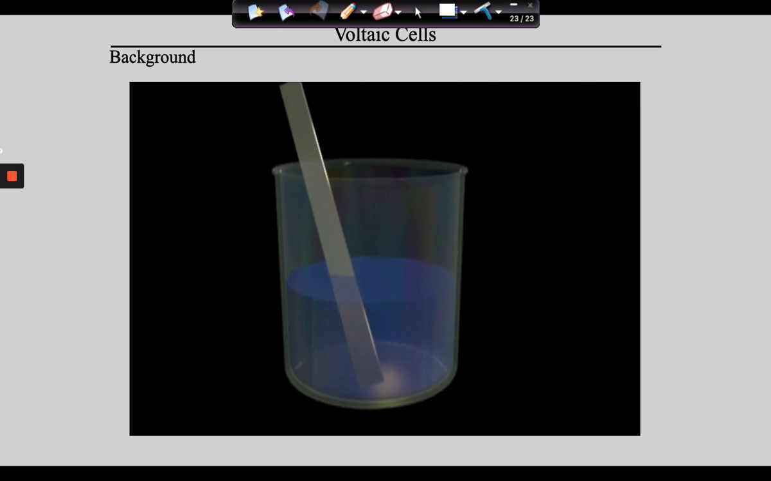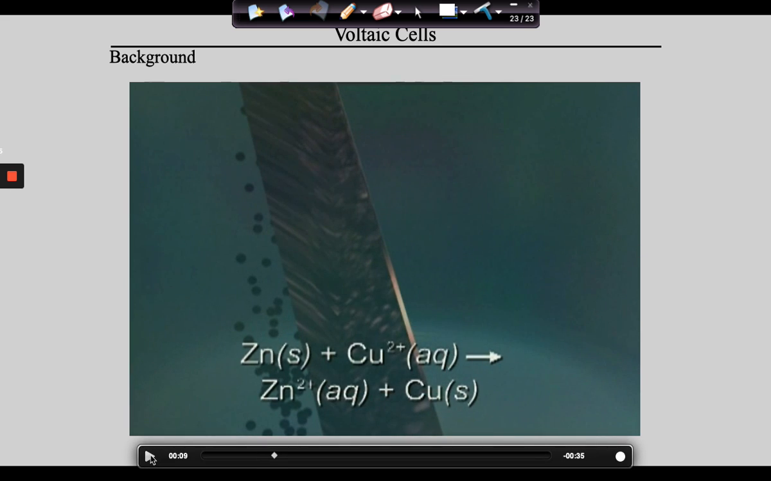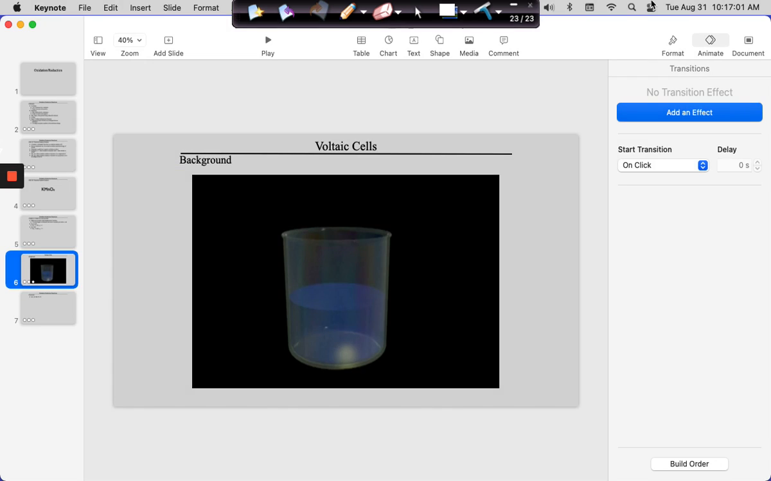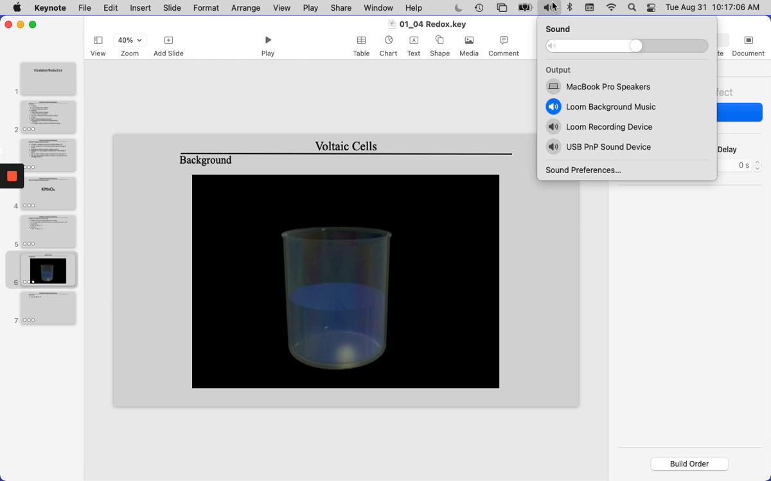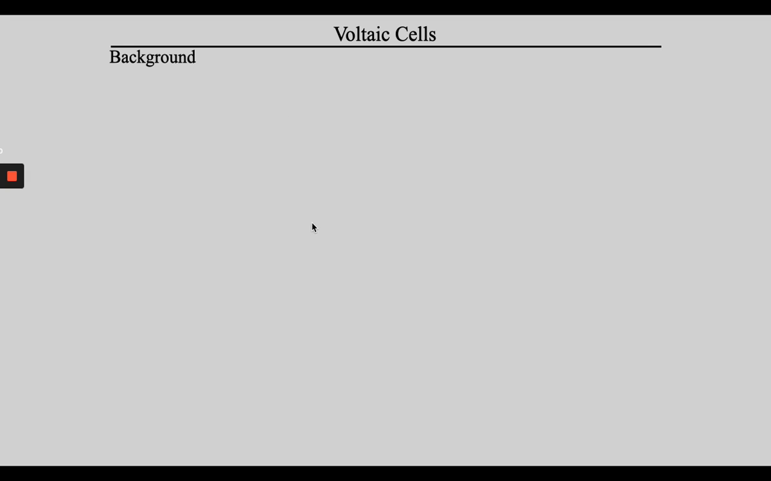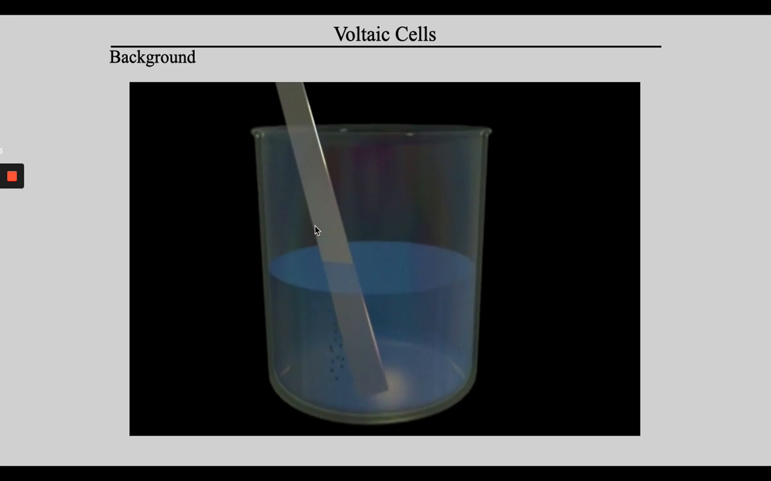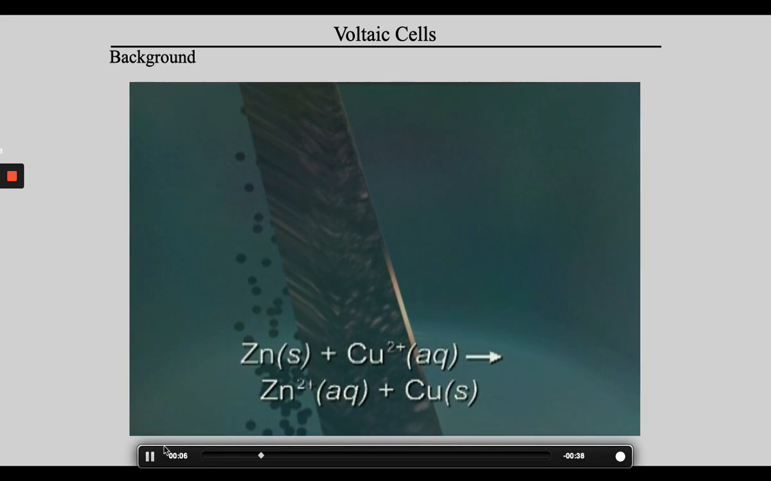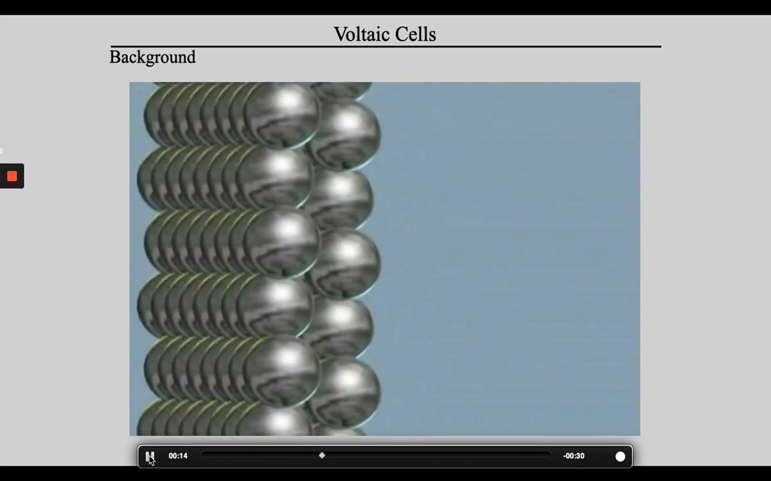When a zinc rod is immersed in an aqueous solution of copper sulfate, a similar oxidation reduction reaction occurs. In this reaction, zinc is again oxidized.